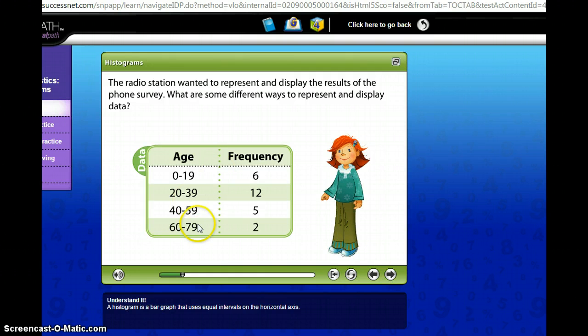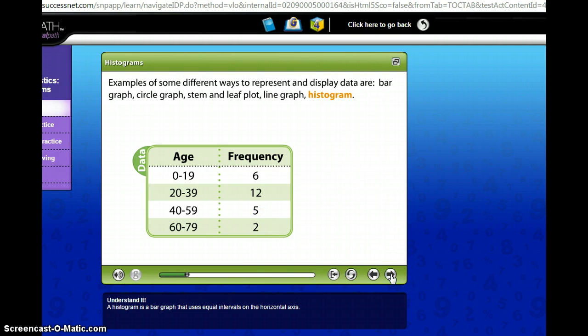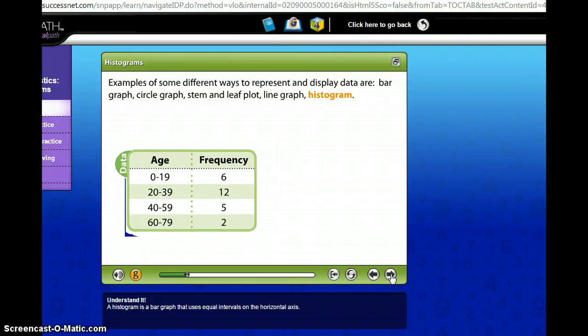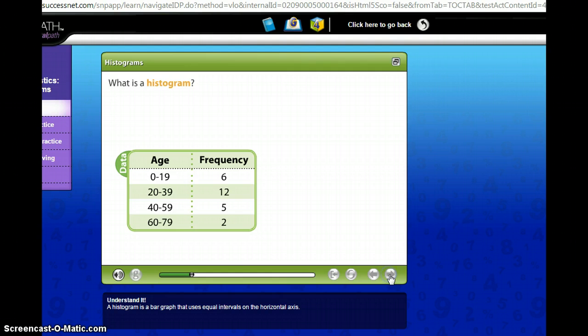But this here is nothing that takes place over time. This is the ages and the frequencies of calls, okay? So from 0 to 19-year-olds, 6. From 20 to 39-year-olds, 12. From 40 to 59-year-olds, 5. From 60 to 79-year-olds, 2. Examples of some different ways to represent and display data are bar graph, circle graph, stem and leaf plot, line graph, histogram. Okay, all of these, they're just saying all of the ones that we've learned about so far, which are all means of organizing data.